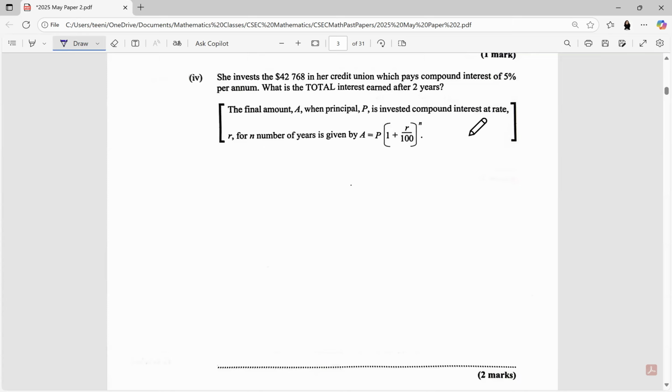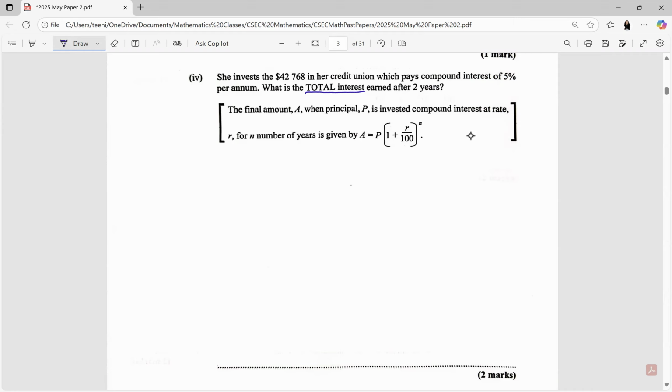All right, guys? So let's first identify what these values are. The question is just asking us for the total interest, not the total amount of money she earned, but the total interest after 2 years. So what we can do is find out the final amount that she would earn after the 2 years, and then subtract her investment from that, and that would give us the interest. Because whatever extra she earned will be the interest she would have accumulated over the 2 years. So before we begin, let's identify what the principal, the rate, and n, the number of years, would be.